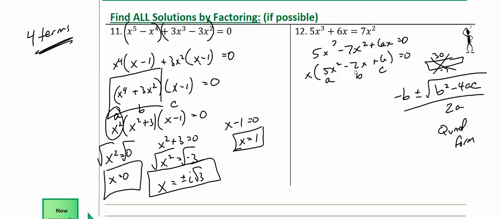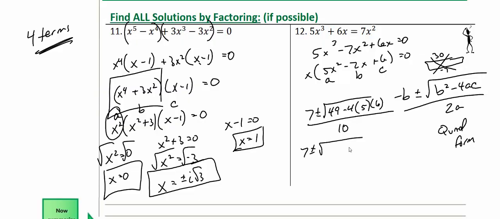So I get negative of a negative is positive, 7. So 7 plus or minus the square root, b squared, 49, right? 7 squared is 49, minus 4 times 5 times 6 over 2a, which is 10, okay? Now let's reduce. 7 plus or minus the square root of 49. 6 times 5 is 30, times that is negative 120 over 10.